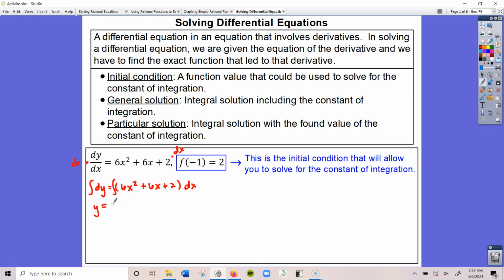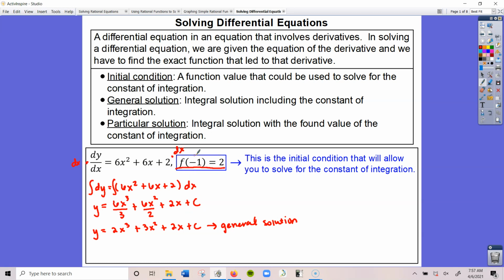Now this would be 6x to the third over 3 plus 6x squared over 2 plus 2x plus c. We can simplify this. This is y equals 2x to the third plus 3x squared plus 2x plus c. This is the general solution. This is the one that involves c. But what we need to find is the particular solution, and that's where the initial condition comes in.